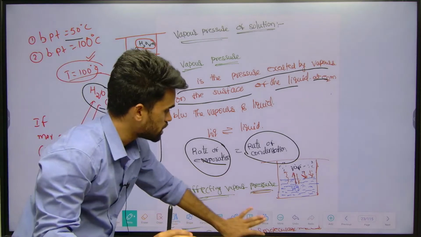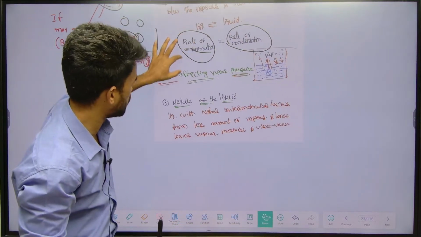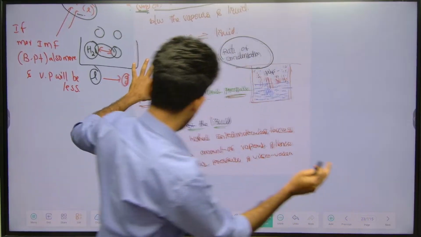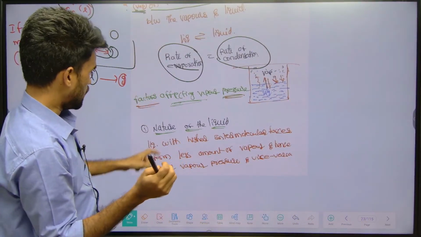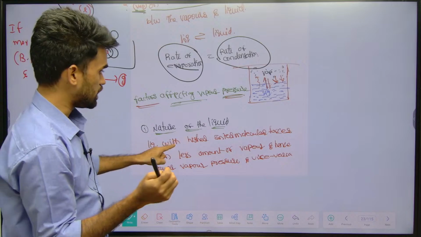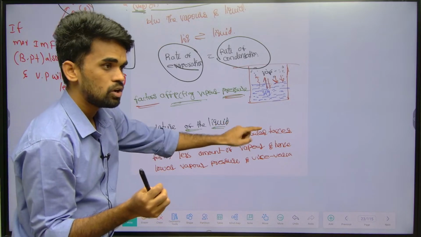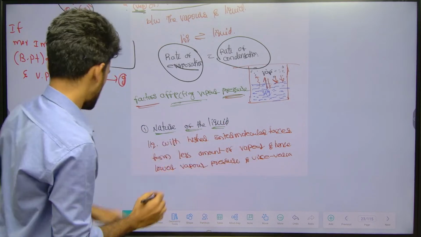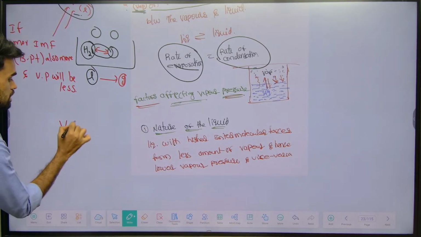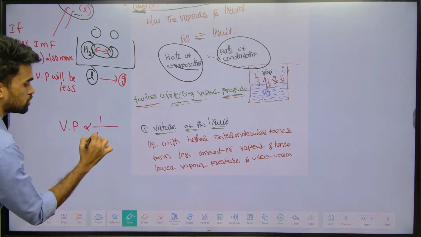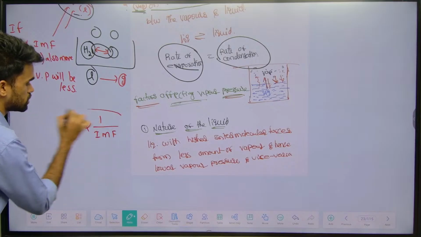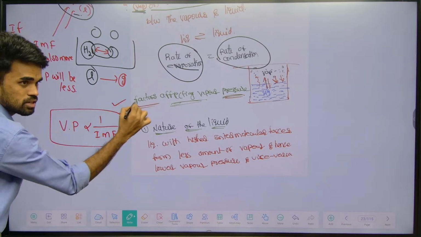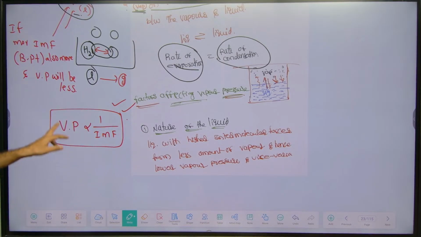Okay. So, now you just look here, the final conclusion I will give you. What I told you, the nature of the liquid: if the intermolecular forces are high, vapor pressure is low. So, you can simply write like this, vapor pressure is inversely proportional to intermolecular forces. Will you agree with this relation? Yeah. Take this fast. Only this one is enough.